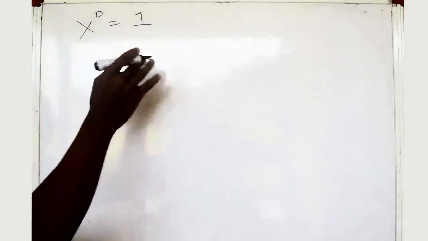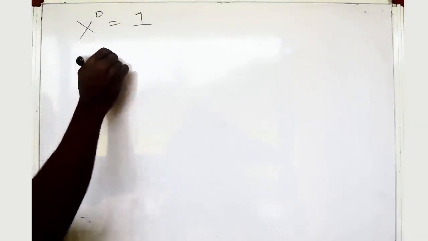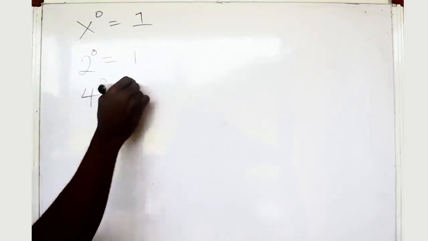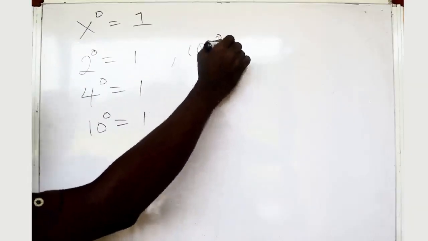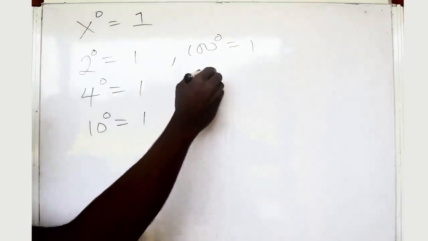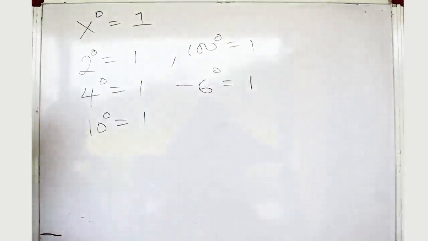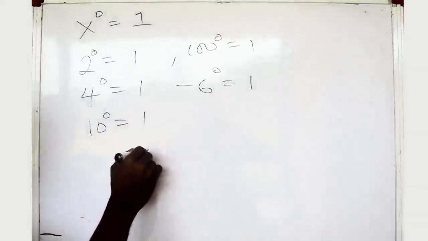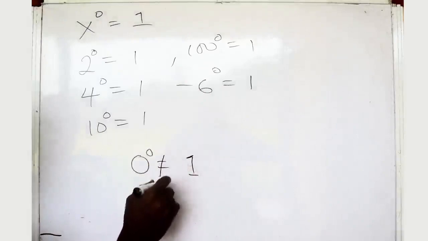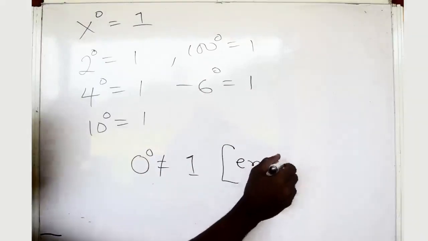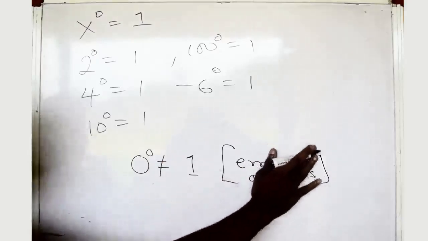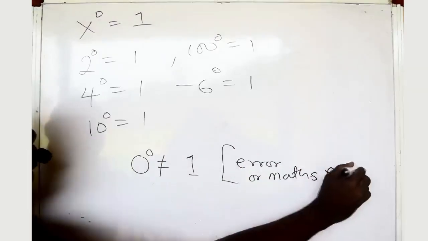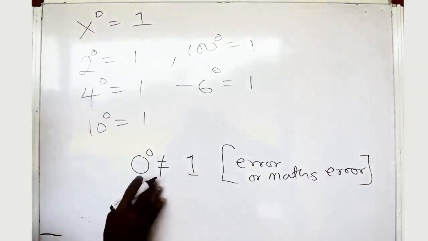Before I go to 0, 2 raised to power 0 is 1. 4 raised to power 0 is 1. 10 raised to power 0 is 1. Even 100 raised to power 0 is 1. 1 million raised to power 0, minus 6 raised to power 0 is 1. Anything raised to power 0 is 1 in indices. But the only exception is 0. 0 raised to power 0 is not equal to 1. Rather, your calculator will give you a math error, or sometimes the calculator will write undefined.